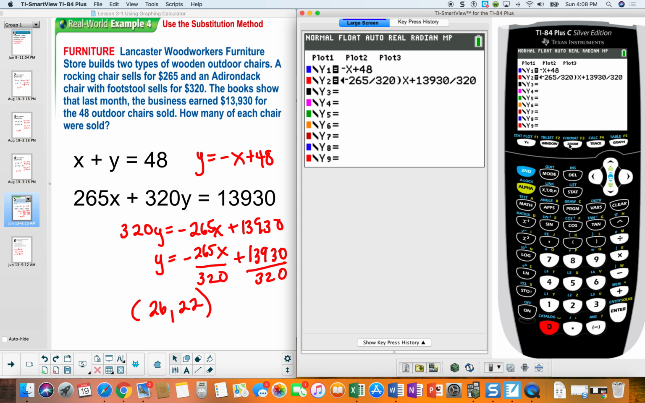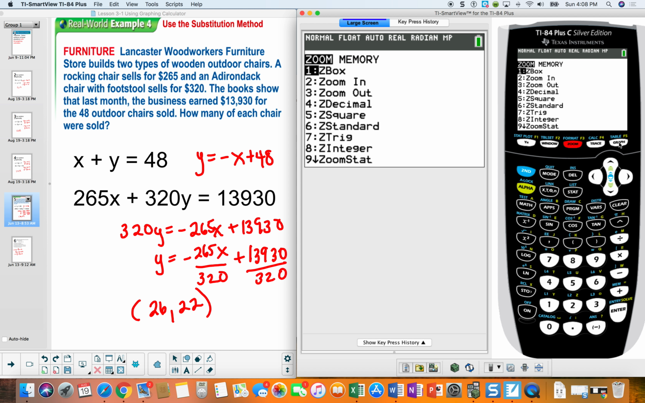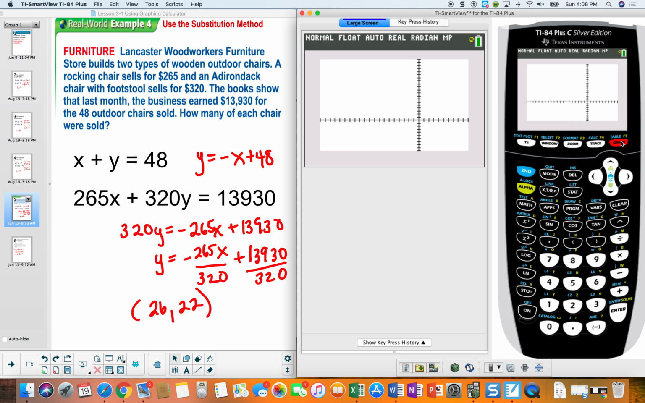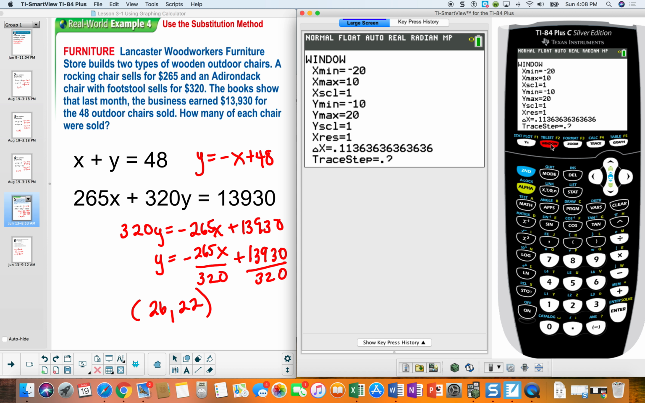Now I'm just going to press graph the way it is. Remember, it's a little lopsided and I don't see anything. The reason I don't see anything is because this was the answer we got before, 2622, and we only go up as high as 10. So we're going to have to change our window.